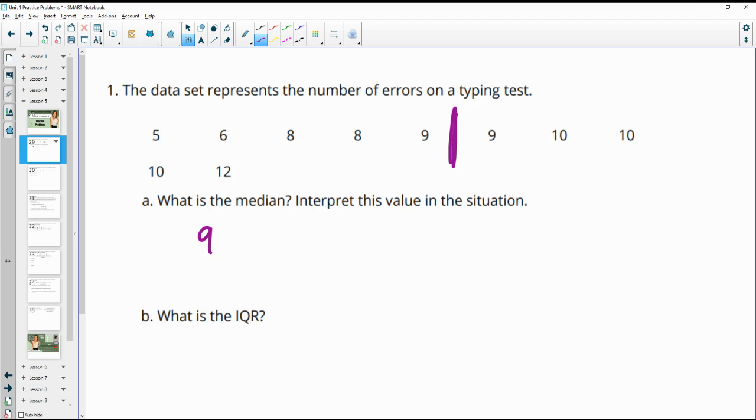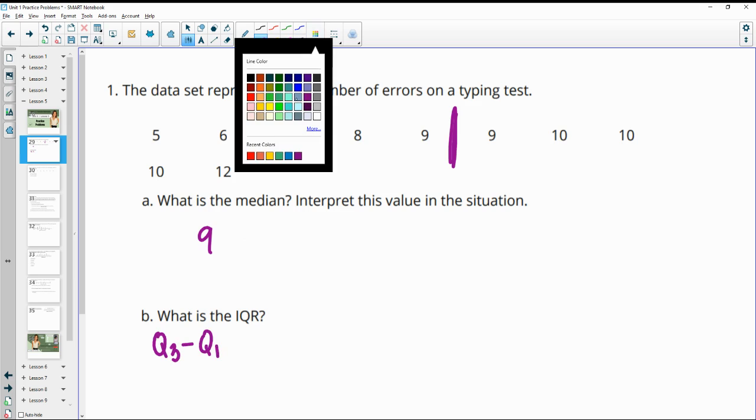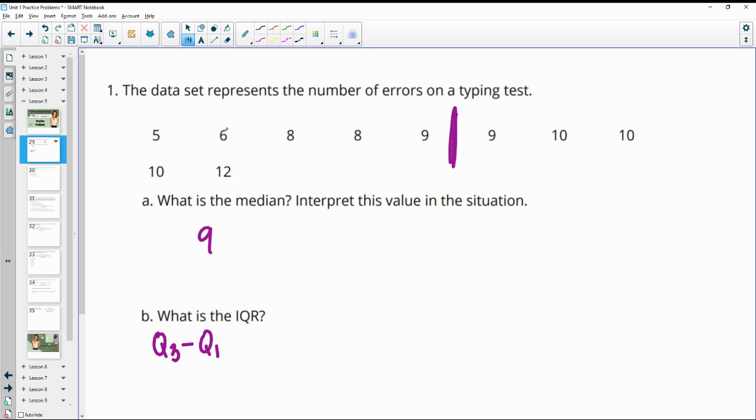Then the interquartile range, you're going to take your Q3 minus your Q1. So we need to find each of those. So Q1 is going to be in the middle of the first half of this data. So right here, in the middle of those five. And then Q3 will be in the middle of these last five. So right here. So we've got two on either side. So our interquartile range will be 10 minus 8, which is 2.